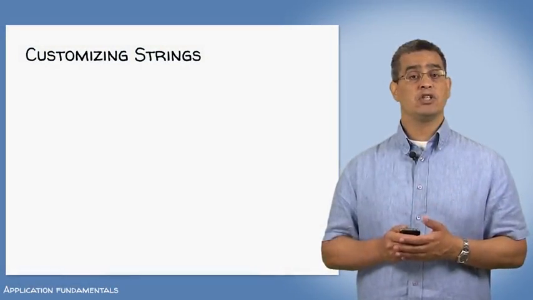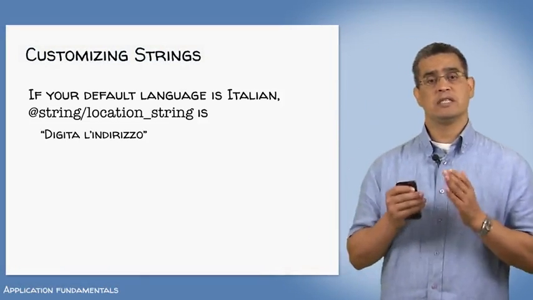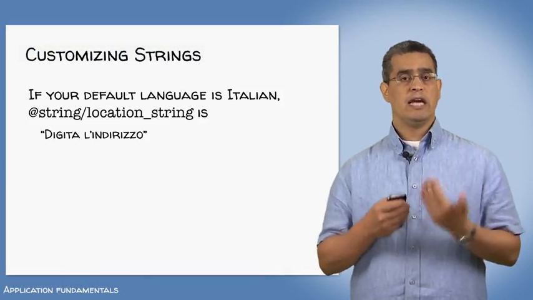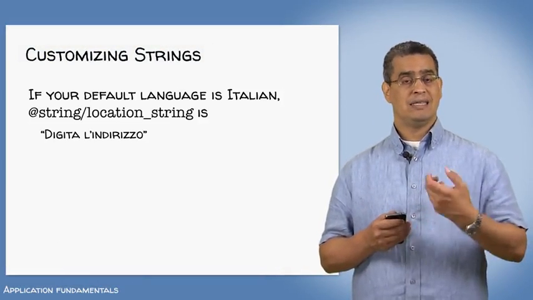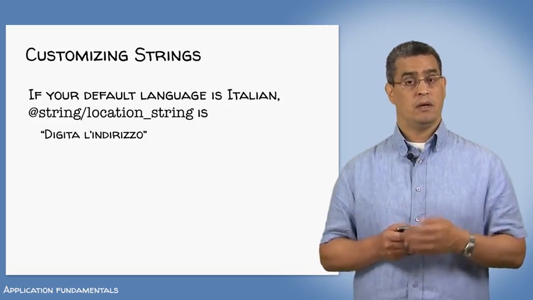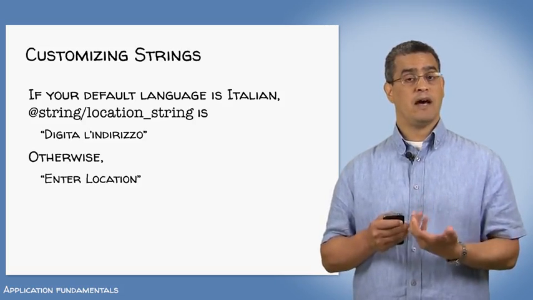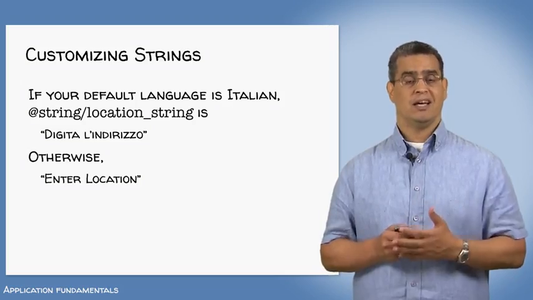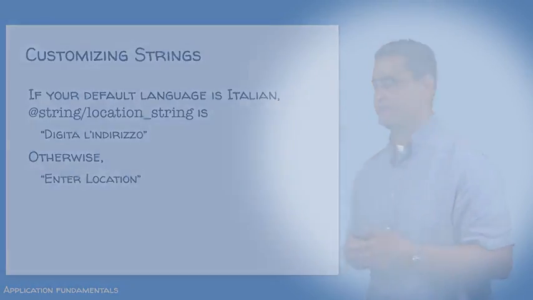In the example I just showed, if your default language is Italian, then location string will have the value digita l'indirizzo. Otherwise, it'll have the value enter location. Let's see that in action.